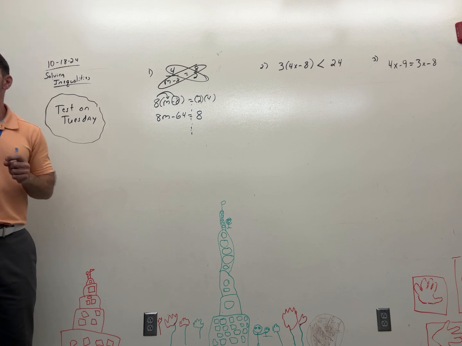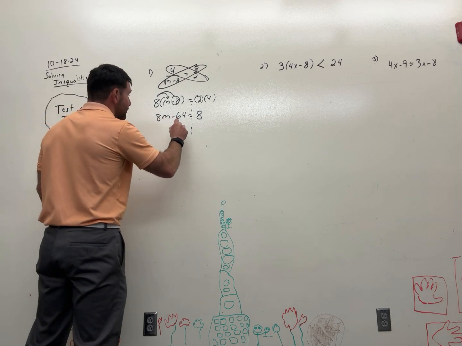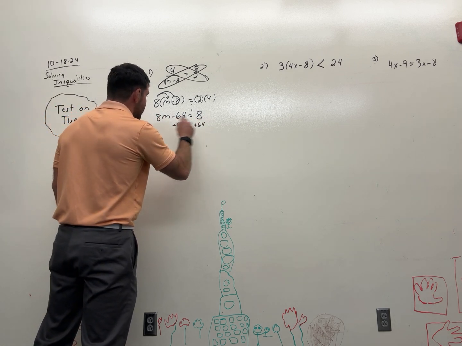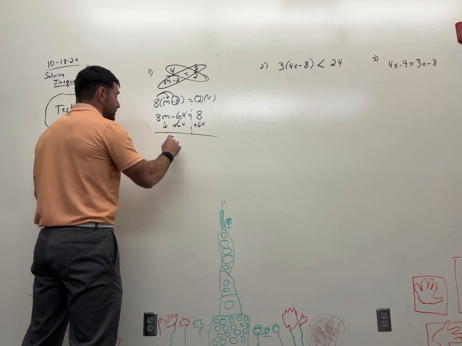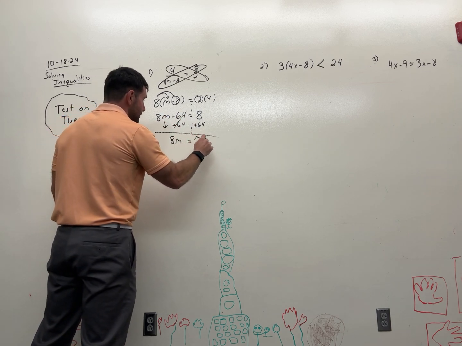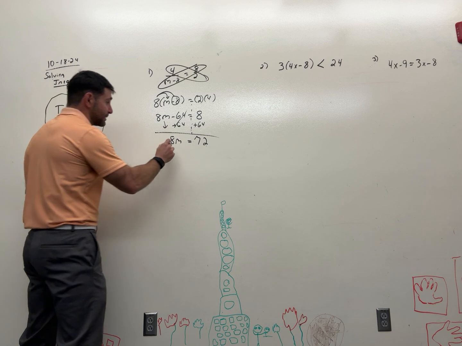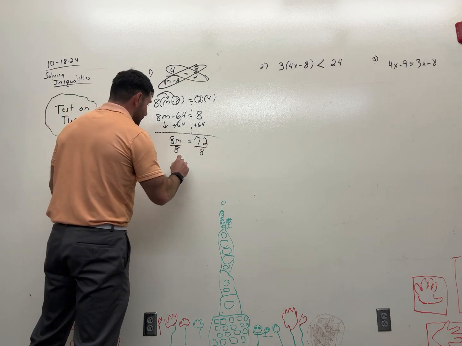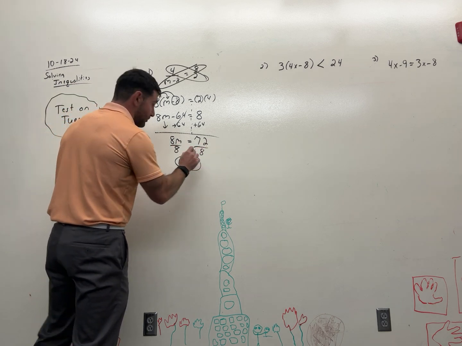So we have a 2-step equation. We have to combine like terms on opposite sides. We're going to add our 64 to both sides. That gives me 8m equals 72. From there we divide by 8. M equals 9.